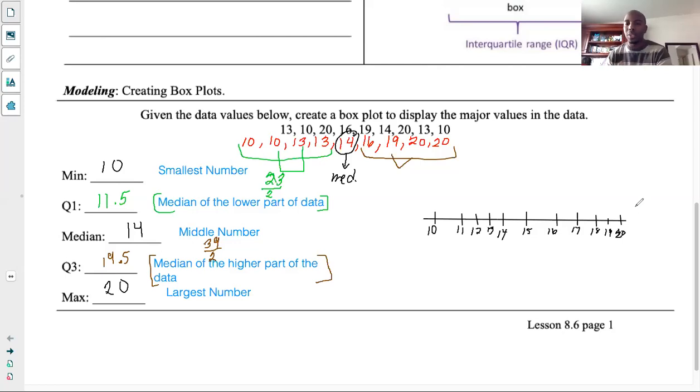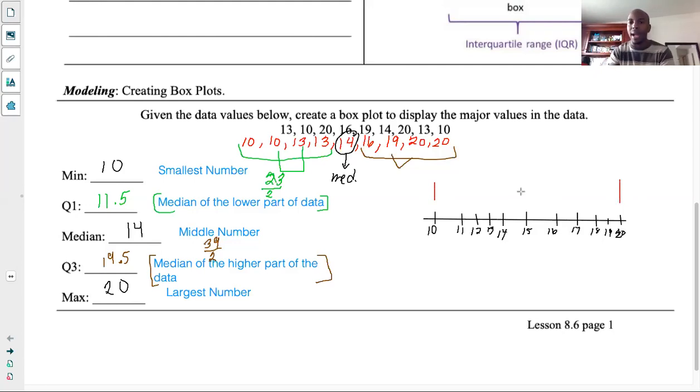Now what I need to do is pay attention to the minimum and the maximum. And what do I want to do with that? Let me show you. Remember, there's whiskers, right? They call them whiskers because they're kind of like at the end. So I'm going to draw a whisker of some sort, a line by 10, a line by 20, and this is above the number line. This is important. It's above the number line. It's not on the number line.